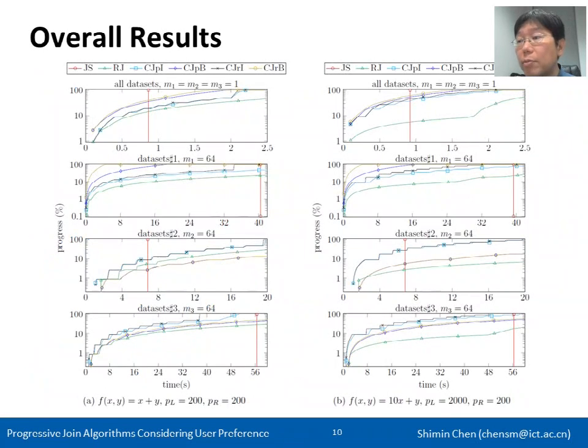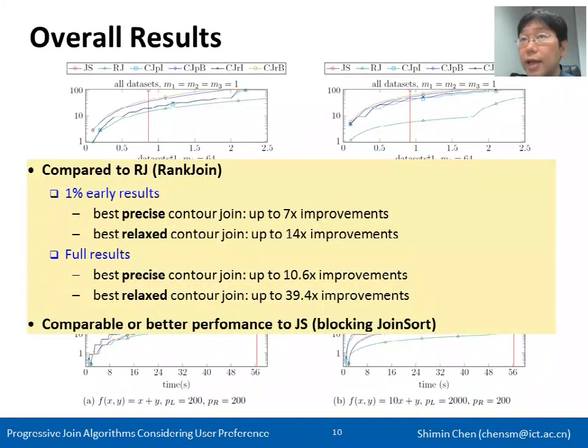We perform experiments while varying scale factors in each dataset and varying the preference aggregation functions. Overall, we see that compared to rank join, we achieve much better performance for generating both early results and full results. Compared to the blocking join sort, we achieve comparable or better performance for generating full results.